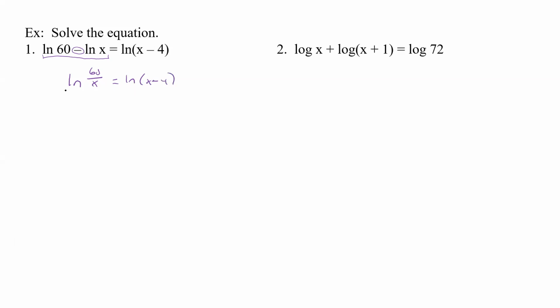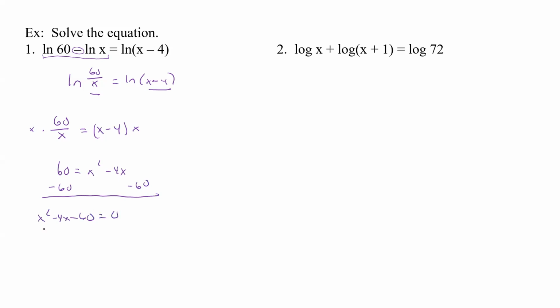Now we can use the property where they have the same base, which in this case is base e. We just set each of those equal to each other and simplify. So that gives us 60 over x equals x minus 4. Now if we multiply this side by x and this side by x, we get 60 equals x squared minus 4x. Now we see this as a quadratic if we subtract 60. That gives us x squared minus 4x minus 60 equals 0. Now we just have to factor and then set each of these factors equal to 0 and solve for x.